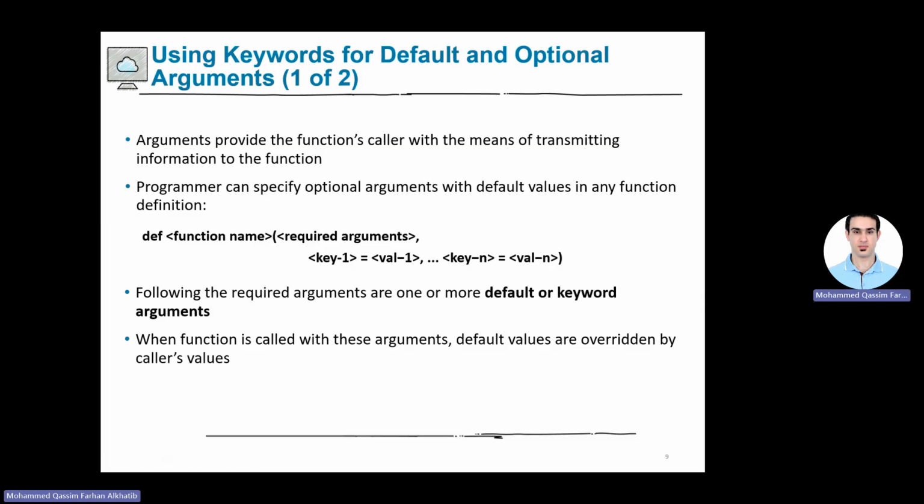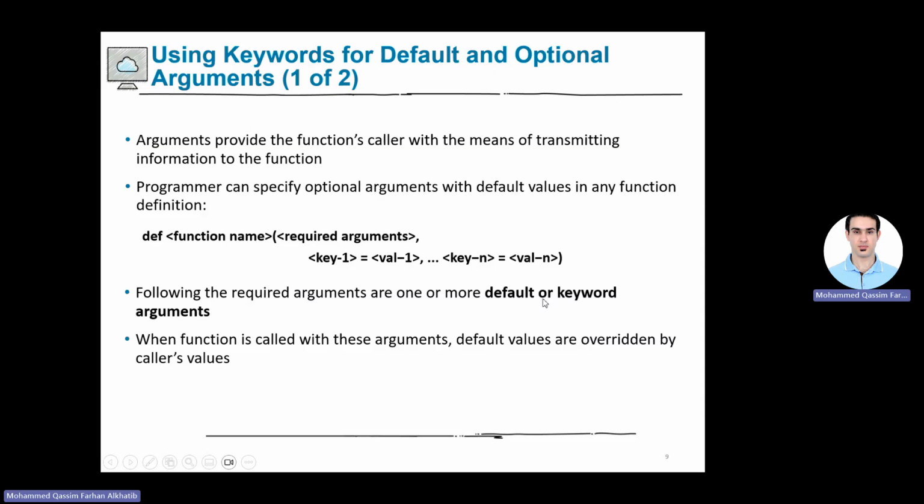Okay, arguments provide the function's caller with the means of transmitting information to the function. The programmer can specify optional arguments with default values. That's something we did now with the averaging example. In any function definition, the required arguments are followed by one or more default or keyword arguments. When the function is called with these arguments, default values are overridden by the caller's values.